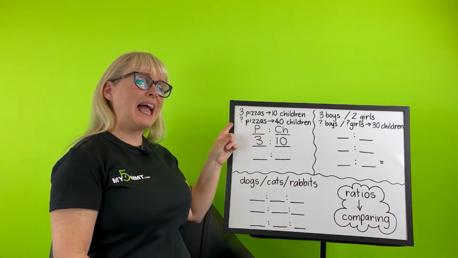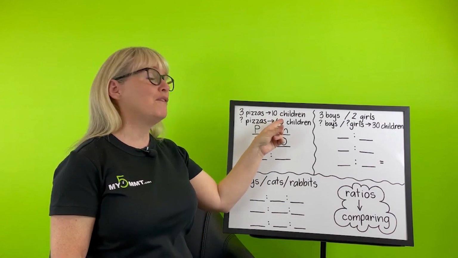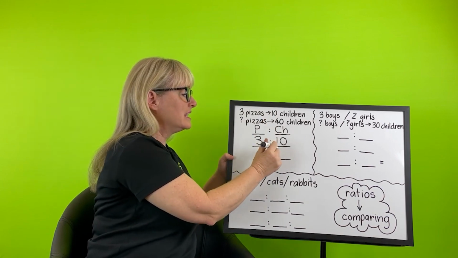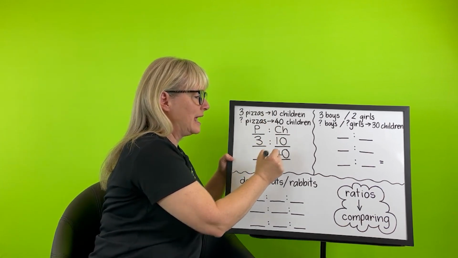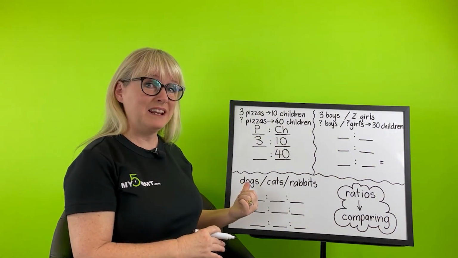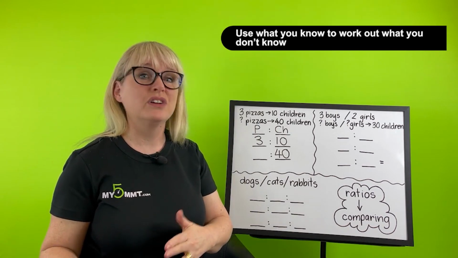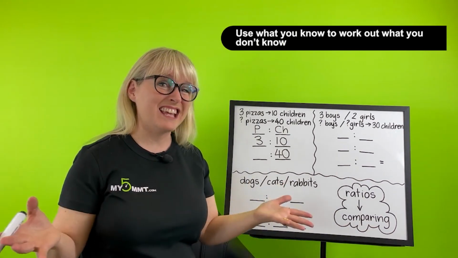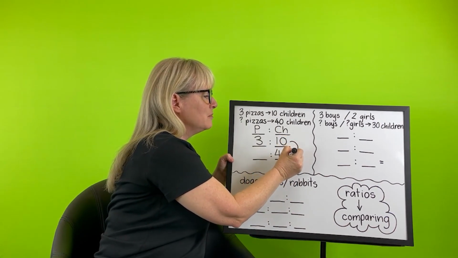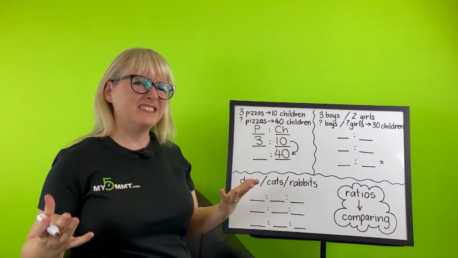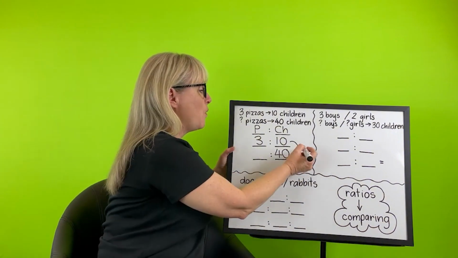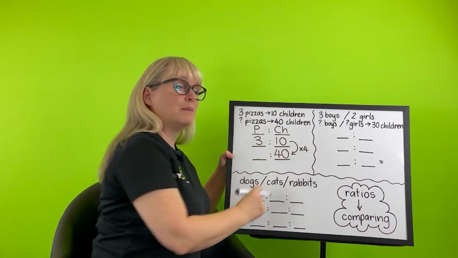Then it says, so how many pizzas do I need for 40 children? I don't actually know how many pizzas, but I know there's 40 children I'm considering now. Well, how do I work this out? I use what I have, the information in my question, using what I know to work out what I don't know. A fantastic problem-solving opportunity. I'm timesing something to move from 10 to 40. What did 10 multiply by to become 40? It multiplied by 4. So I'm timesing that side by 4.